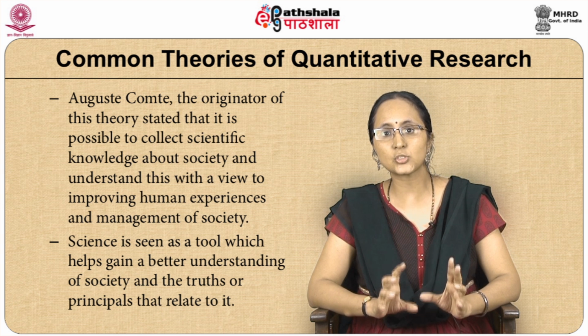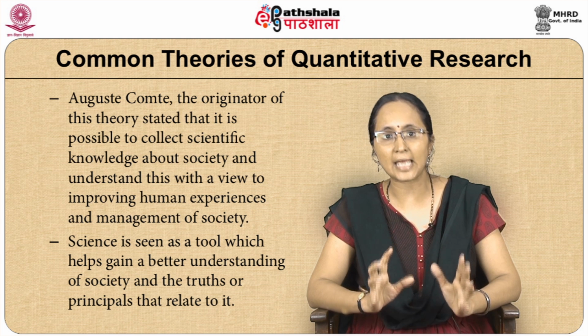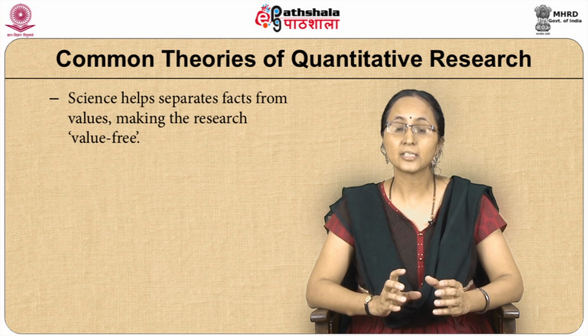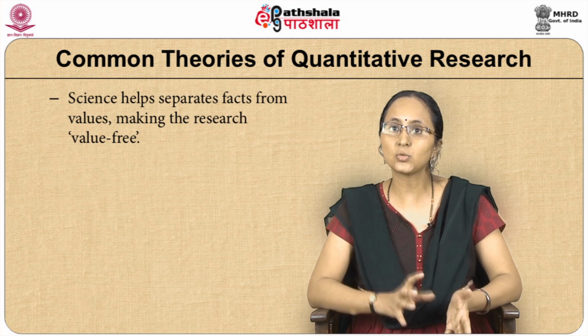Here, science is seen as a tool that helps gain a better understanding of society and truths or principles that relate to the society. Science separates facts from values, and so the research is value free. This focuses on establishing or understanding cause-effect relationships mainly. Results are generalizable, they are not isolated, because they do not concern a very small subsection of people. The research is done over a large group of people, and so it is generalizable. The aim of positivistic research is to develop universal causal laws and also interpret events by linking them to already existing general laws.